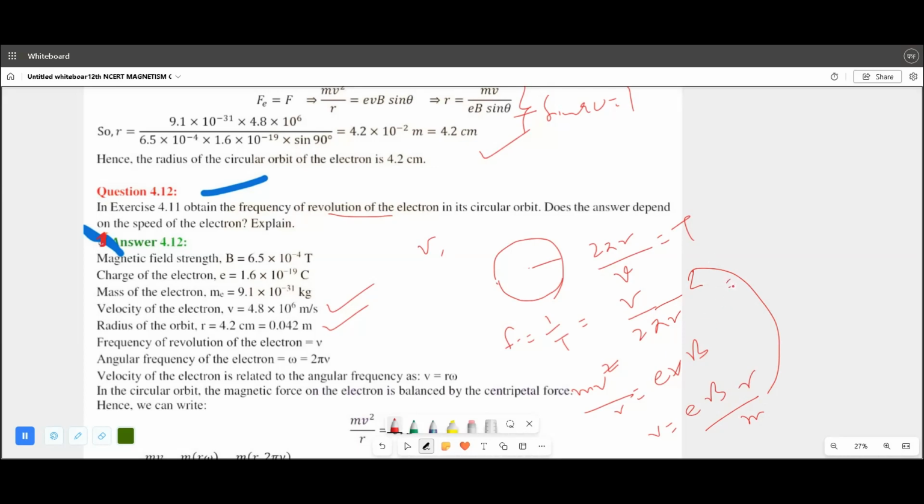तो फ्रीक्वेंसी बिकम्स ebr by m into 2 pi, एंड एक आर यहाँ भी है तो आर से आर कैंसिल, तो EB by 2 pi m इज द फ्रीक्वेंसी, राइट? तो आप देखिए इसमें वेलोसिटी कहीं भी नहीं आ रही है, तो फ्रीक्वेंसी इज नॉट डिपेंडेंट ऑन द स्पीड ऑफ द इलेक्ट्रॉन. ओके.